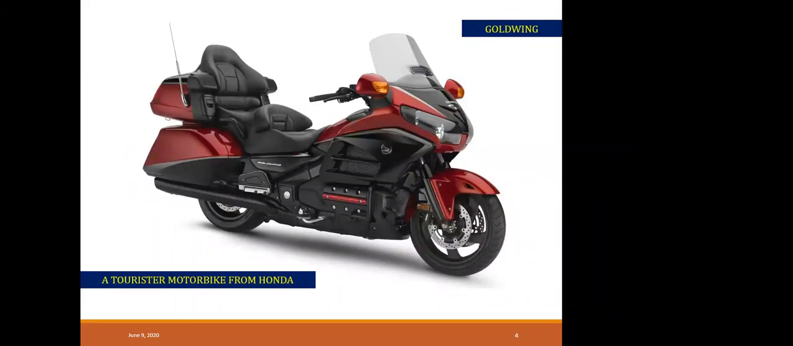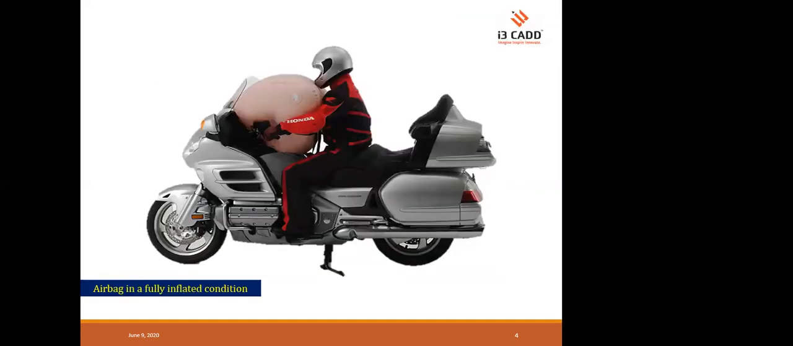Goldwing, a tourer motorbike from Honda, which costs around just 14 lakh Indian rupees ex-showroom. Right? Honda mounted an airbag in this vehicle and tested it, and the result was an absolute failure. Why? The airbag has been successful in four-wheelers but failed in two-wheelers.